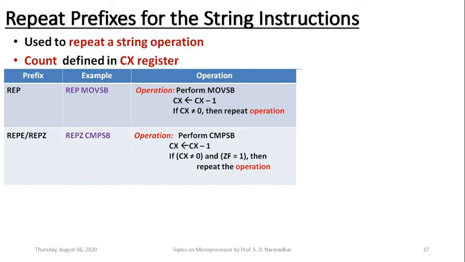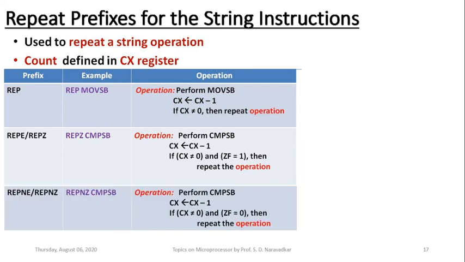Okay, this repeat while equal or repeat while zero is applicable to the compare string instruction or scan string instruction. One more variation is there, which is the reverse of this second one, that is repeat while not equal, REPNE slash REPNZ, repeat while not zero. Again it is equally applicable to the compare string instruction or scan string instruction. The example given here is REPNZ compare string byte. The operation is almost identical except that the second condition is reversed.